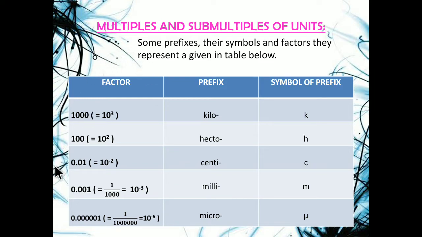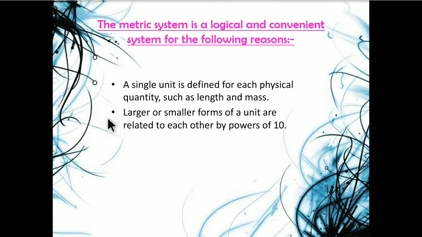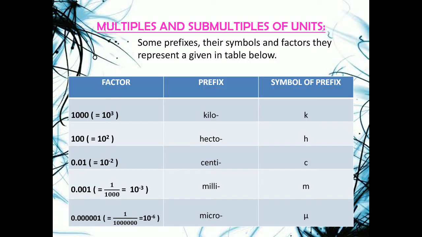So I can see here all the factors which are helping us in achieving a larger or smaller unit are the factors in the form of powers of 10. As we saw here, the reason for choosing metric system was because larger or smaller forms of units are related to each other by powers of 10. So we can convert into any form by using the factors which are powers of 10, because the calculations are very easy if we use powers of 10.